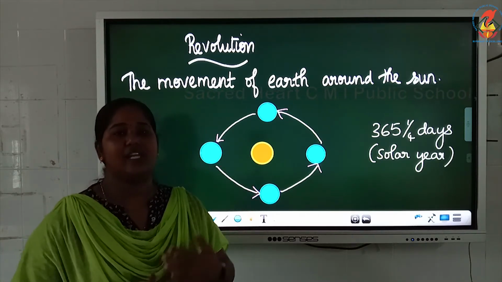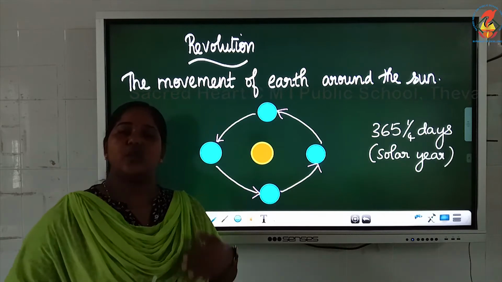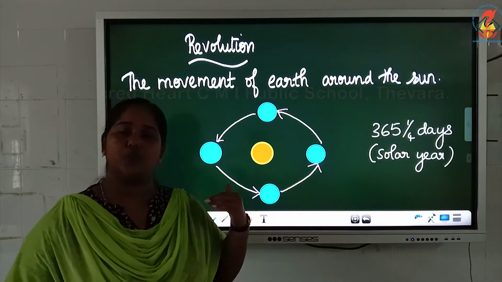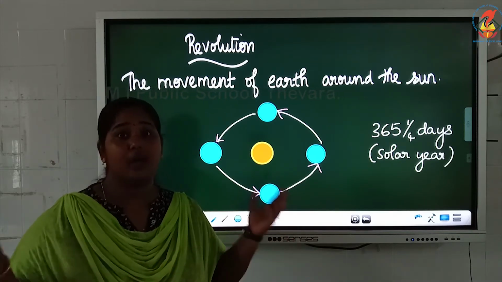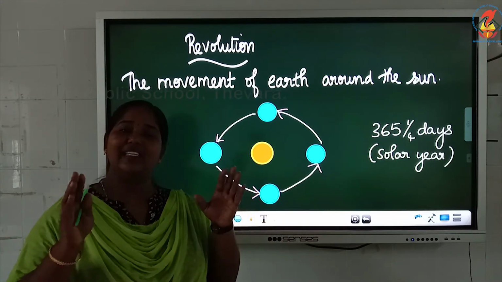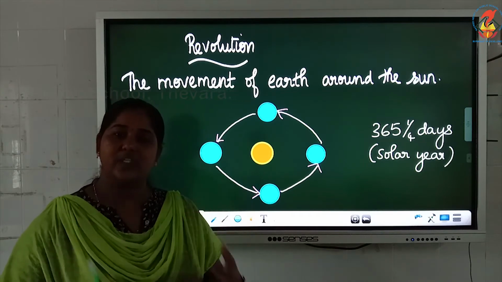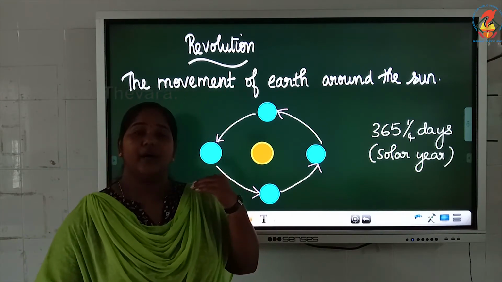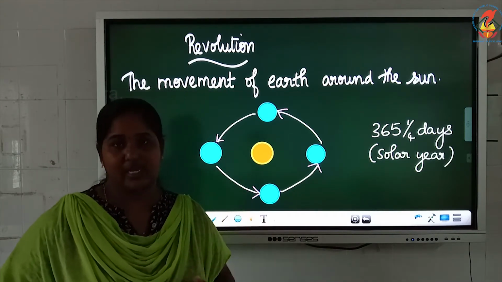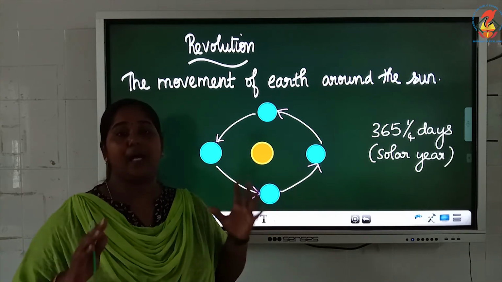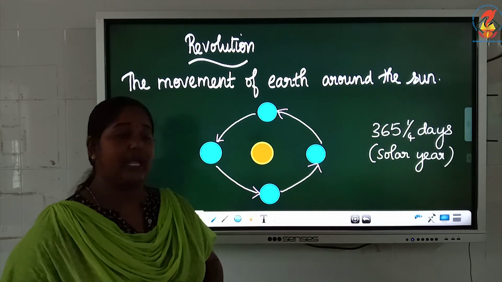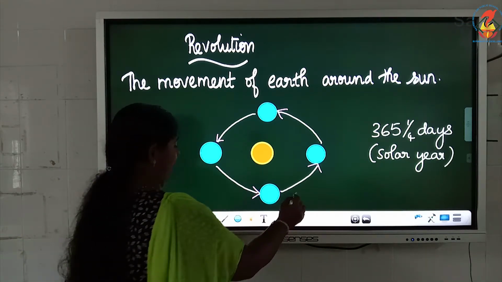Otherwise they will hit each other and collapse, isn't it? So instead they are given special paths to move around the sun. Special paths means nobody has gone there and tarred the road, nothing like that. It is just an imaginary path, an energy level through which the planets move around the sun. Same way earth also has an imaginary line or path through which it moves around the sun, and that is termed as an orbit.